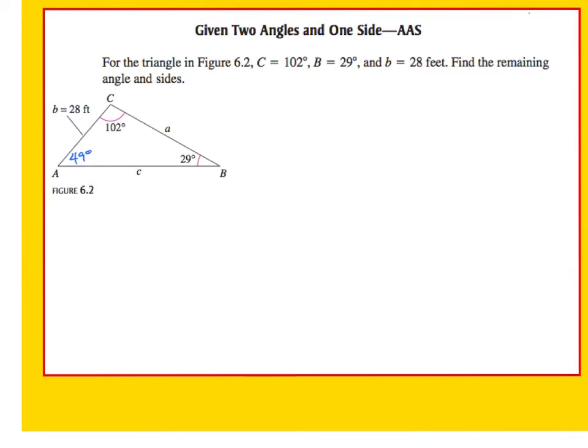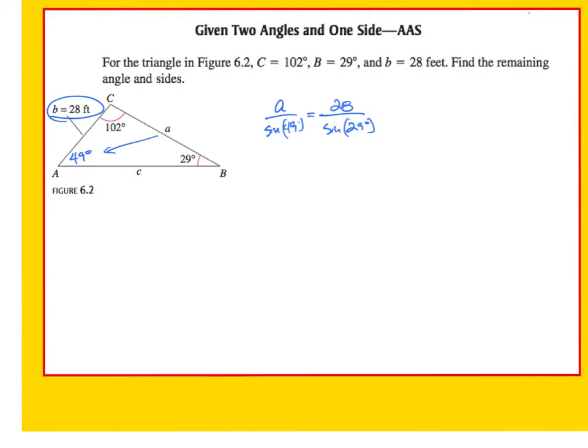From there, we can either solve for side A or side C. Which one do you want to do first? Doesn't matter to me. Let's solve for side A. So I'm going to start this extended proportion. I'm going to put side A up top over sine of its corresponding angle, which is 49 degrees. And so then it's equal to, which one do we actually have? 28 over sine of 29 degrees.